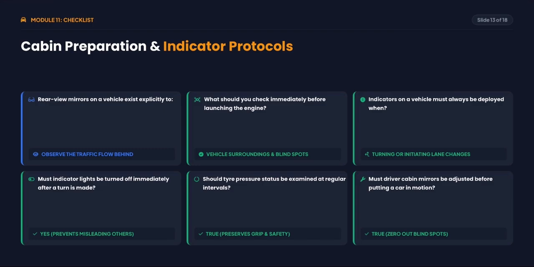Module 11, Cabin Preparation and Indicator Protocols. Rear view mirrors on a vehicle exist explicitly to observe the traffic flow behind. What should you check immediately before launching the engine? Vehicle surroundings and blind spots. Indicators on a vehicle must always be deployed when turning or initiating lane changes. Must indicator lights be turned off immediately after a turn is made? Yes. Should tire pressure status be examined at regular intervals? True. Must driver cabin mirrors be adjusted before putting a car in motion? True.